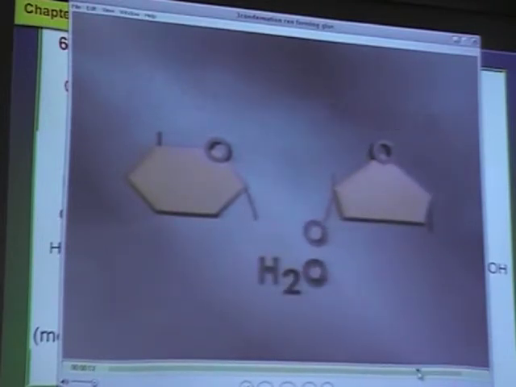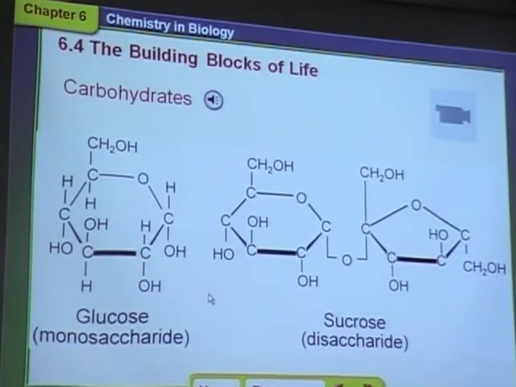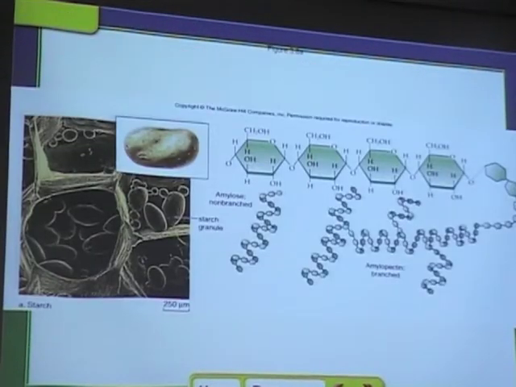This is how plants make sugar. Have you ever heard of sugar cane? It's one common plant that will make sucrose. And it just links these things together inside the plant. There's a lot of sugar cane down on Lake Okeechobee. Middle Florida.